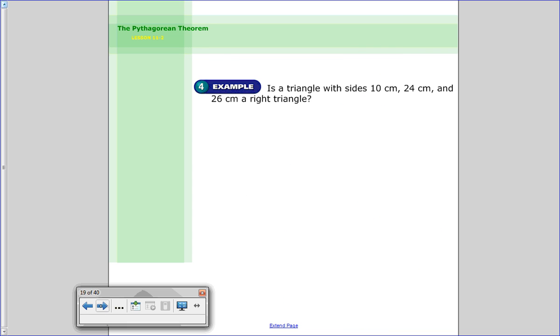Now here's one they give you with this. Is a triangle with sides 10 centimeters, 24 centimeters, and 26 centimeters a right triangle? I want you to solve this one. Go ahead and solve it in the exact same manner, and when you're all done, come back and check your answer. So go ahead and pause me now.